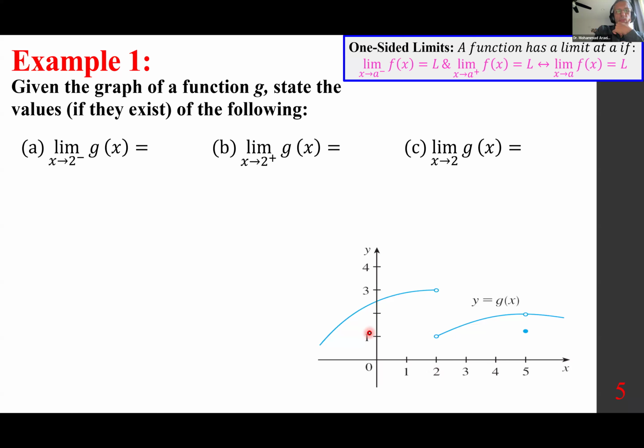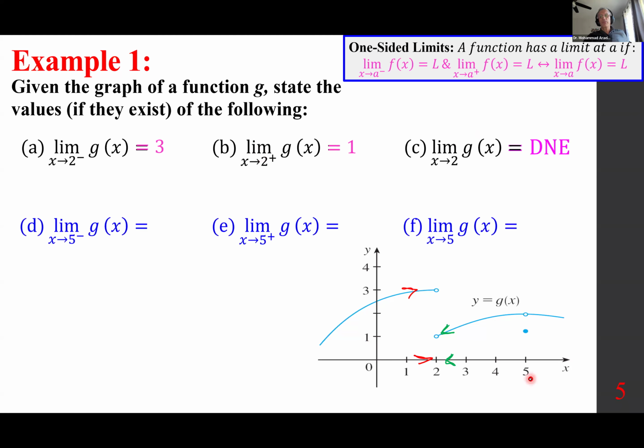So number 2 is here. From the left means this way, going that way, and moving towards this hole, and the y coordinate is 3 for that. On the other hand, coming from the right side of 2 moves this way. We are moving towards this hole. The y coordinate is 1. Since the two are not identical, the limit of g of x as x approaches 2 does not exist.